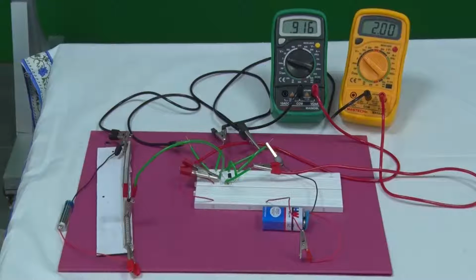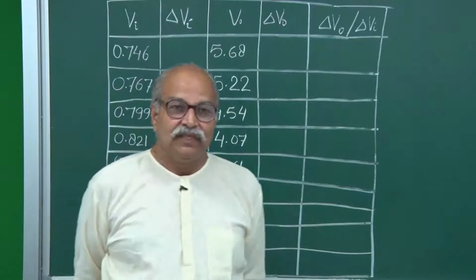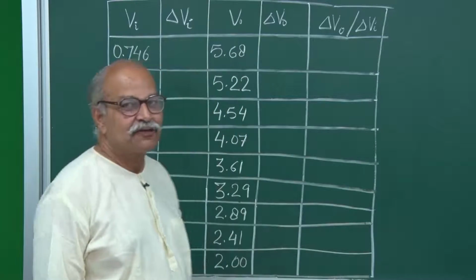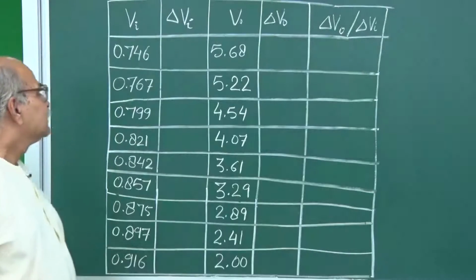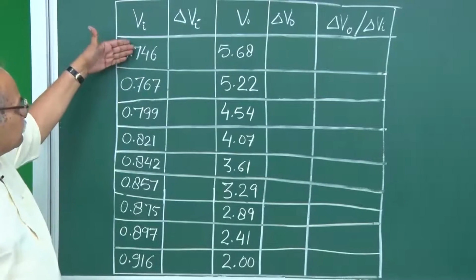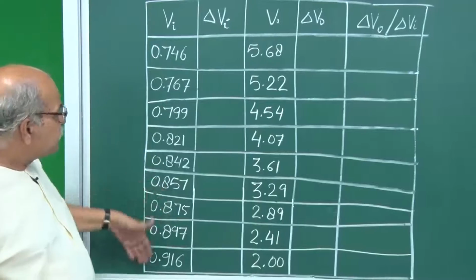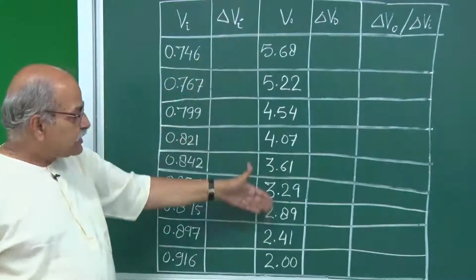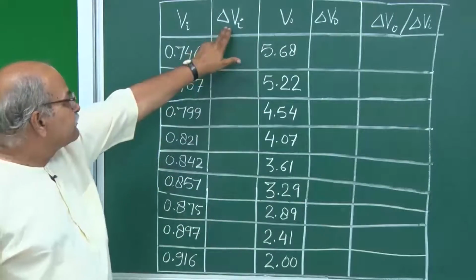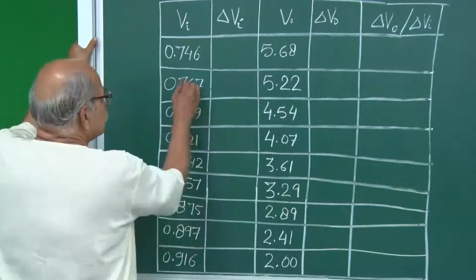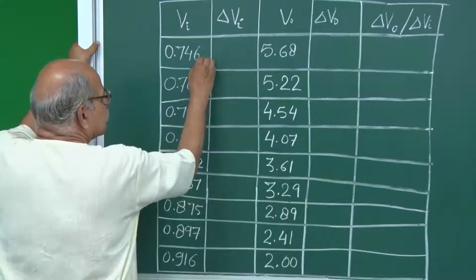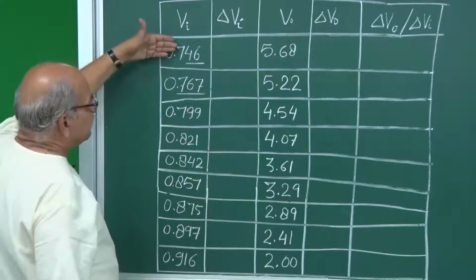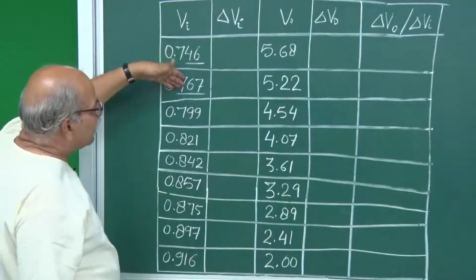So, we will stop here, and all these data have been noted on the board, and we will do the analysis. Thank you Ranjit for writing this data. These are the input voltages Vi, and these are the corresponding output voltages. Let me see what this delta Vi is. First I will subtract this from this. So, I have increased this Vi by how much amount?